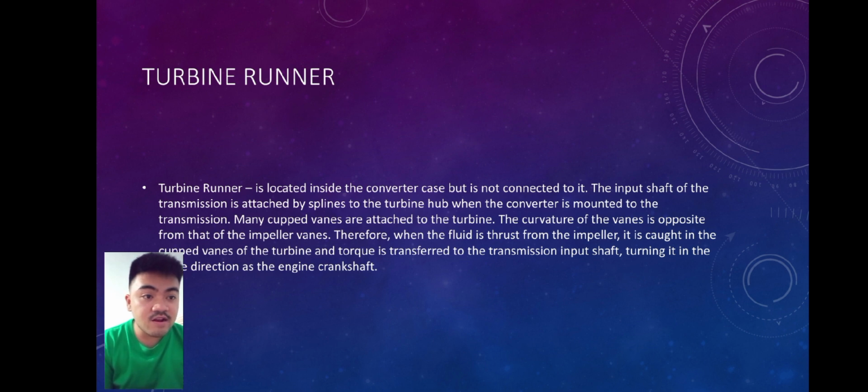However, these early fluid couplings had the problem of poor acceleration. The engine would labor until the vehicle picked up speed. The problem occurred because the vanes of the impeller and turbine are curved in the opposite direction to one another. Fluid coming off the turbine is thrust against the impeller in a direction opposite to the engine rotation.